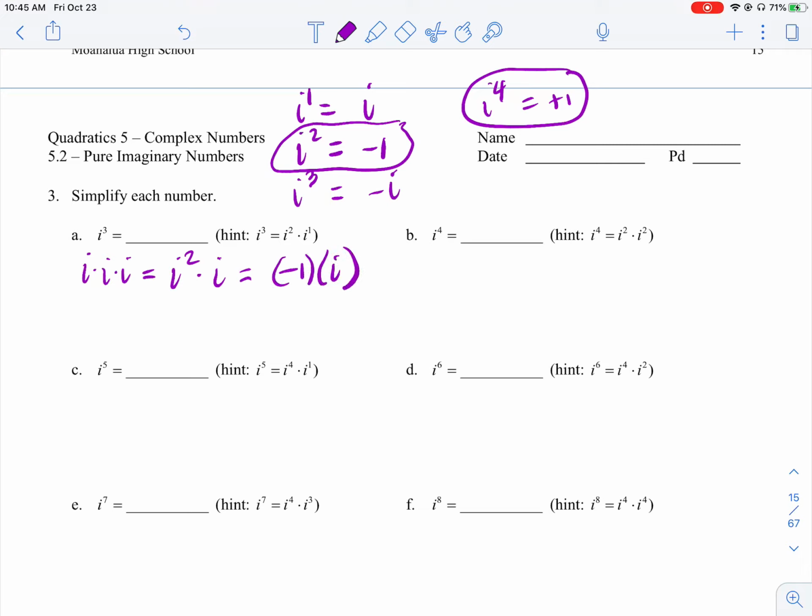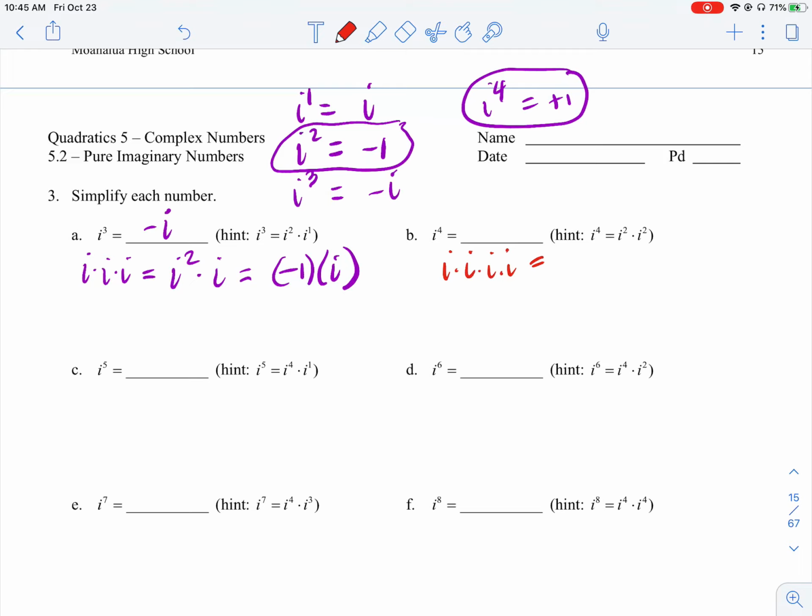Therefore, i to the power of 3 is negative i. Does that make sense? Moving on. i to the power of 4. i times i times i times i.